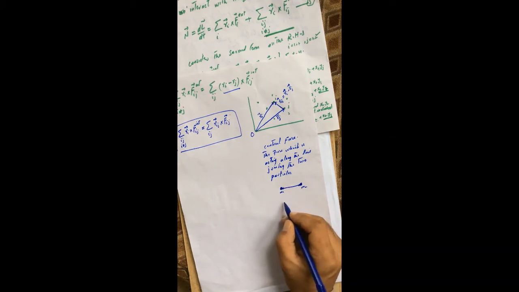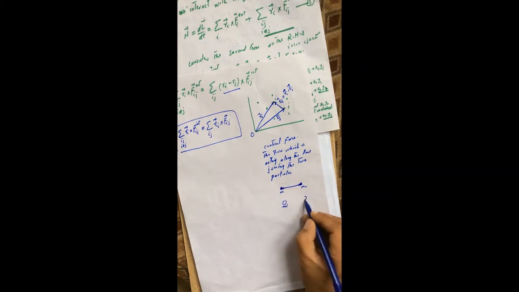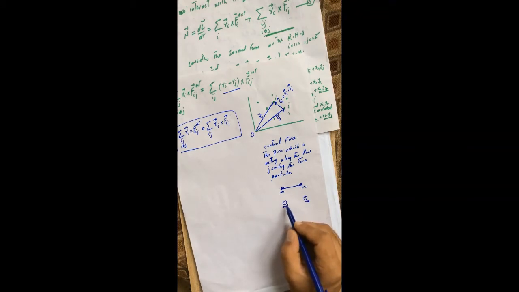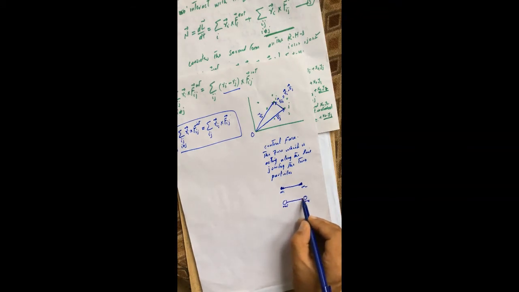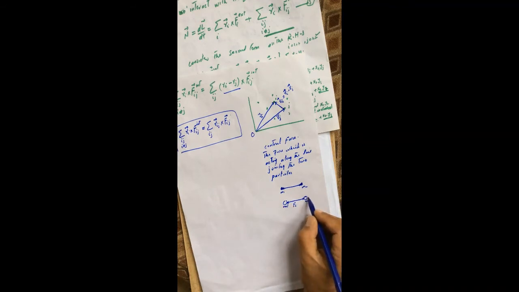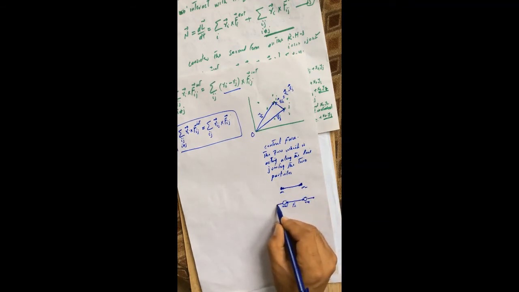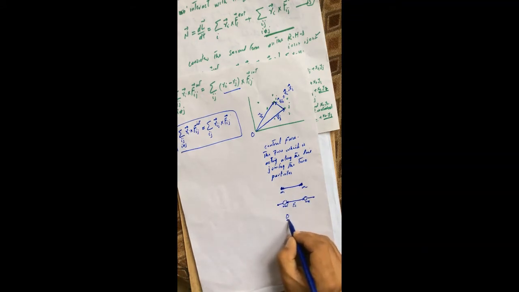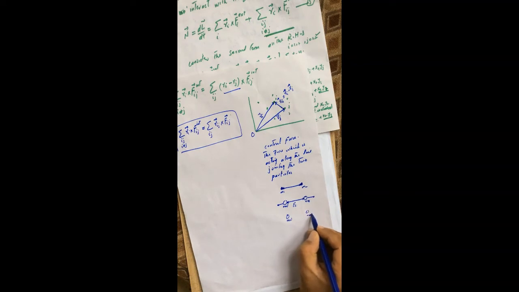If we have two equal charges, let's suppose this is plus q and this is also plus q, then these two charges repel each other with a force which is called Coulomb force, and the force of repulsion is along this line. So after repulsion this particle will move in this way and this particle will move in this way.